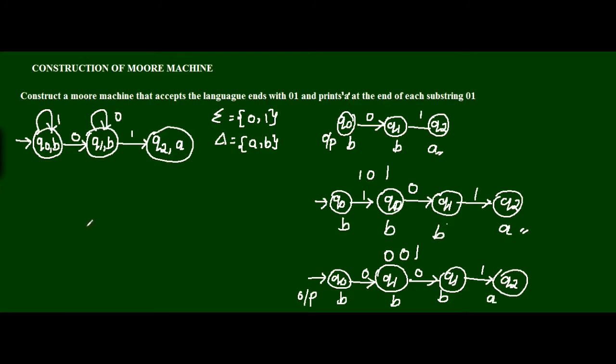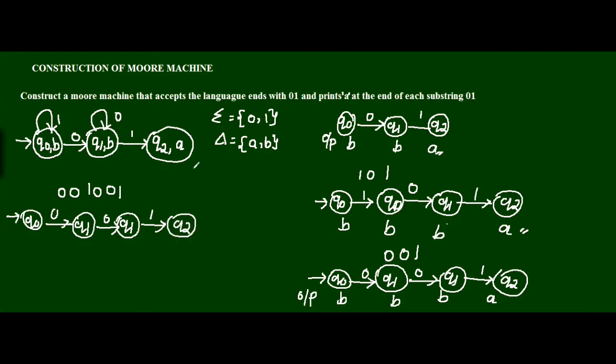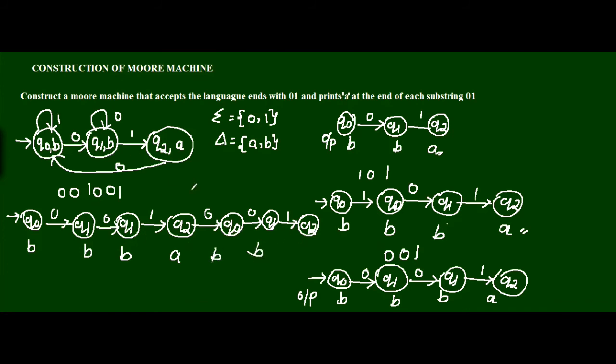Let me take one more input string, 001001. Let me start from initial state Q0. If input is 0, next state is Q1. Q1, if input is 0, next state is again Q1. Q1, if input is 1, next state is Q2. Q2, if input is 0, I don't have any next state, so I am going to give one loop over here. Q0, if input is 0, next state is Q1. Q1, if input is 1, next state is Q2. I am going to find the output for this. For Q0 output is B, for Q1 output is B, for Q2 output is A, again for Q0 output is B, for Q1 output is B, and for Q2 output is A.